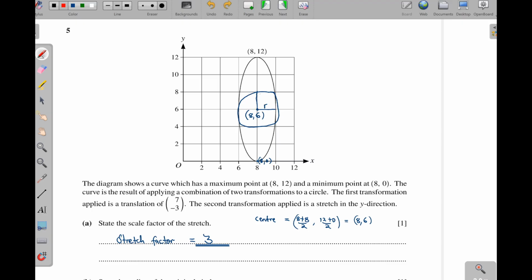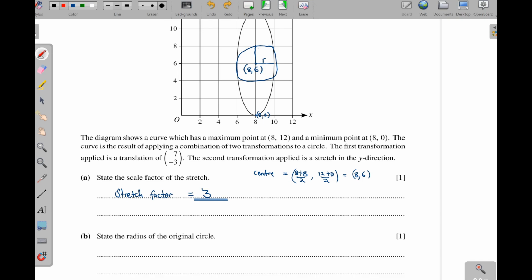That means the radius of the original one, okay, remember it was moved by this translation. So the radius here has to be 2 units. Part B, they are saying state the radius of the original circle. That is exactly what I have just said. So radius of original circle is equal to 2.